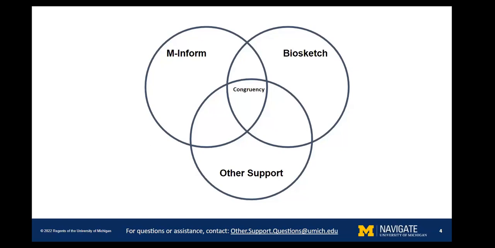But the thing that we want to stress is even though there are different data elements going into these different locations and they are serving different purposes, there is a lot of overlap. And really the most important thing that we want to stress is that there needs to be congruency across these different locations in those instances where they do overlap.